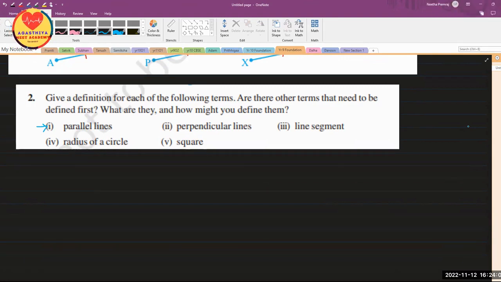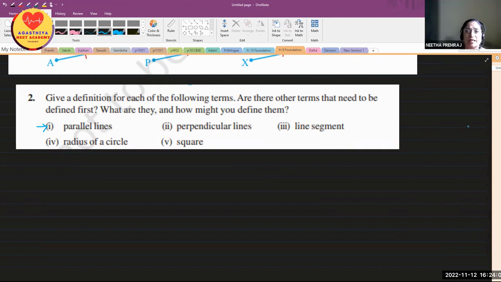Parallel lines means the difference between the both are equal, ma'am. What is equal? The distance. Yeah, the perpendicular distance, always constant, not equal. You should not say that way. How do you define if two lines are parallel? However far you extend, they don't meet.